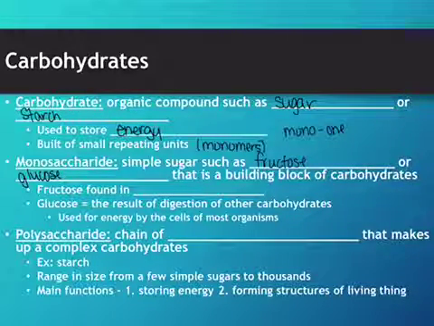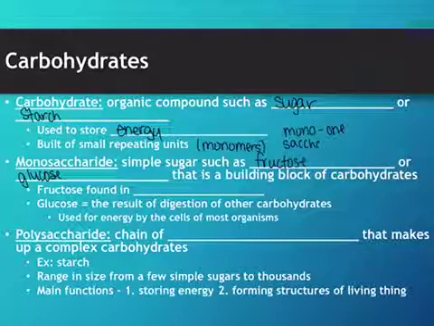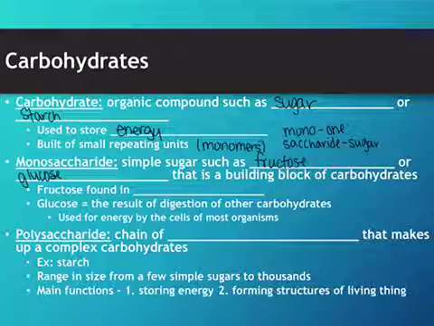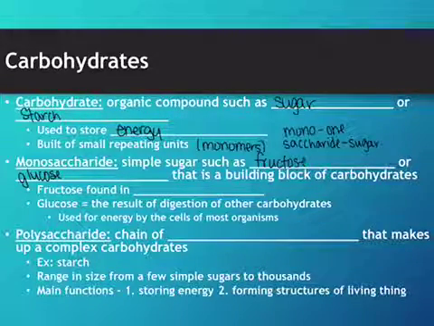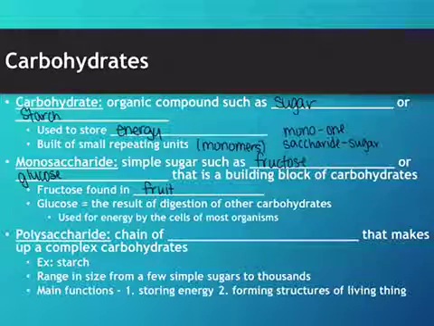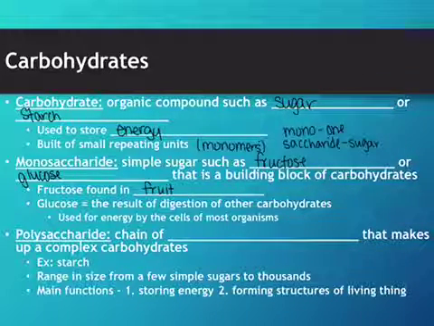And so mono means 1, and saccharide means sugar. So a monosaccharide is 1 sugar molecule. Fructose is found in fruit, and glucose is the result of the digestion of other carbohydrates. And we use glucose for energy in our cells, and actually most organisms use glucose for that.